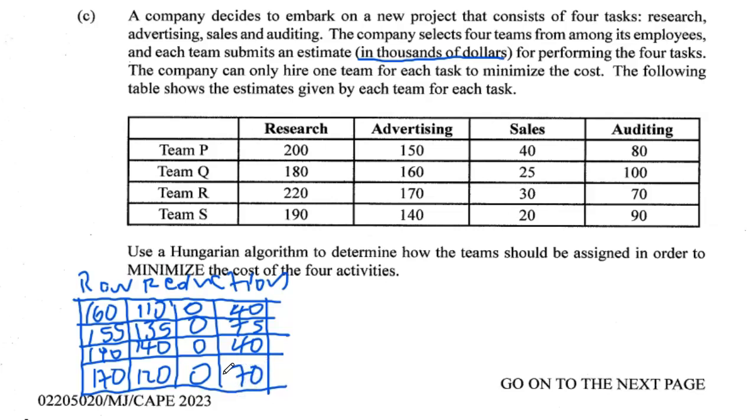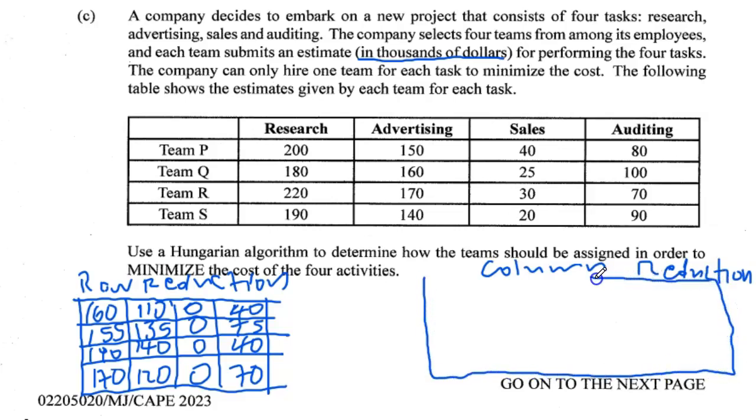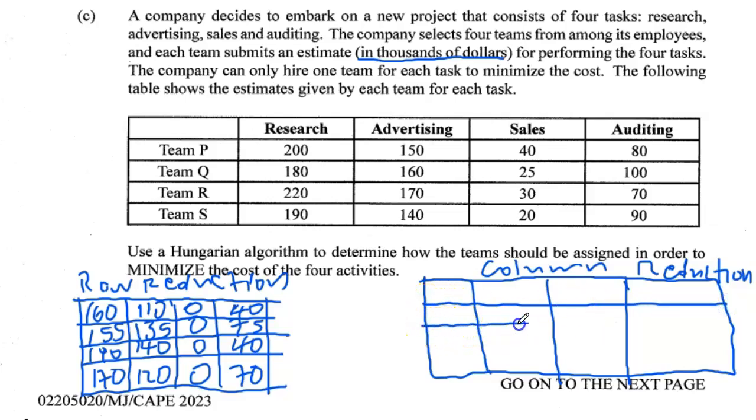Alright, so that's a row reduction. So now we're going to do our column reduction. Just create another 4x4 table. And for the column reduction, we do something similar, but this time we're going to look for the smallest value in each column and subtract that value from all the values in the column. So yes, we have 4 rows and 4 columns.